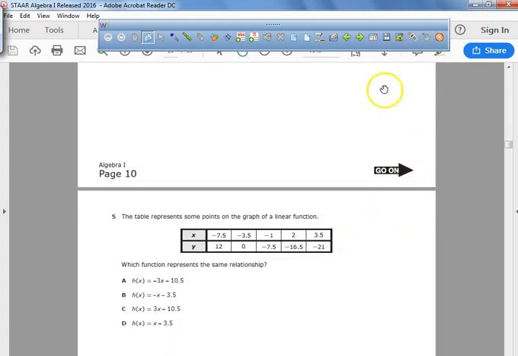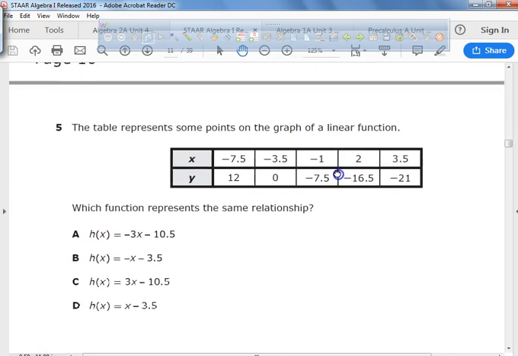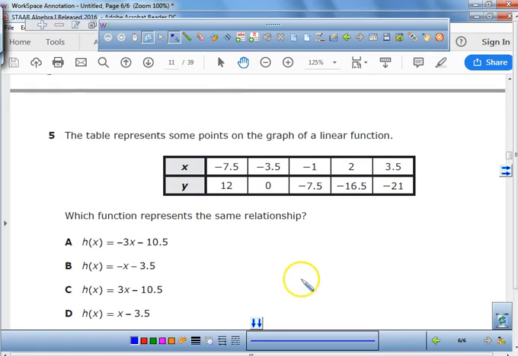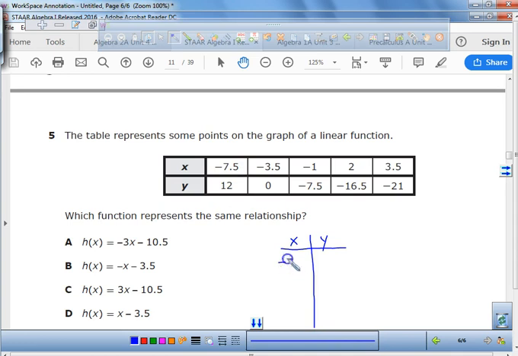Interesting. We're going to use Desmos to help us with this, and we're going to use the stat editor. Okay, so let's go ahead and zoom in. It says we have a table. Whenever you guys have a table, make sure you know how to label the table, x and y. What's my x coordinate right here? And my y coordinate is 12. My x coordinate is negative 3.5. My y coordinate is 0. Okay?